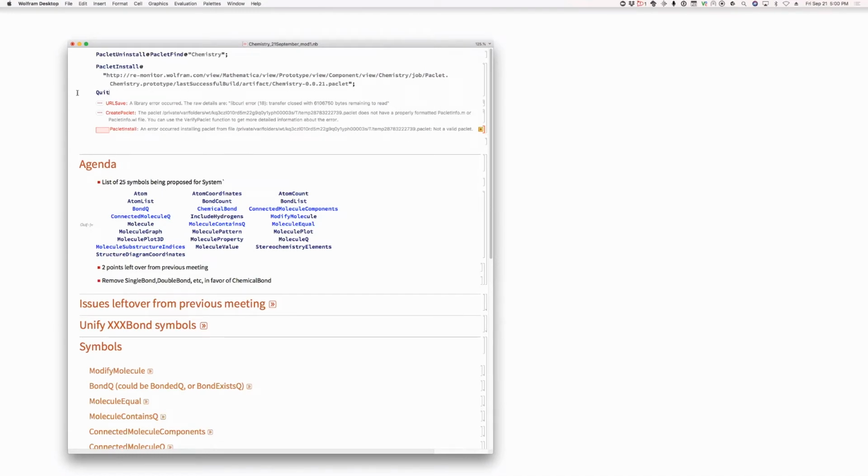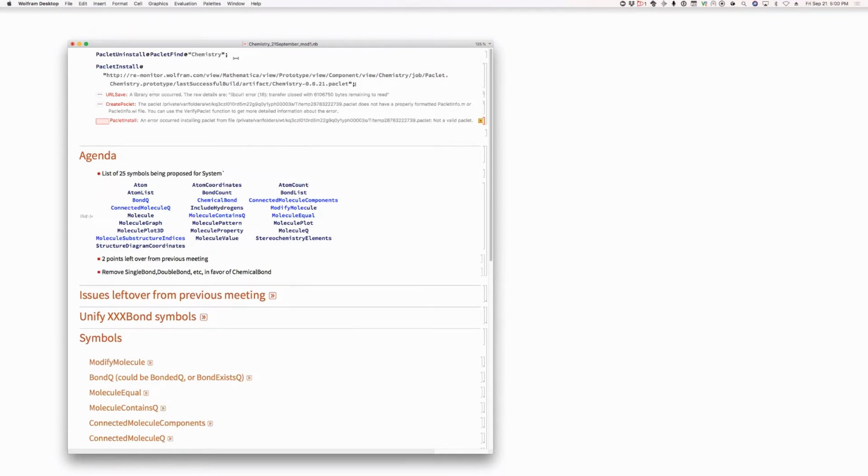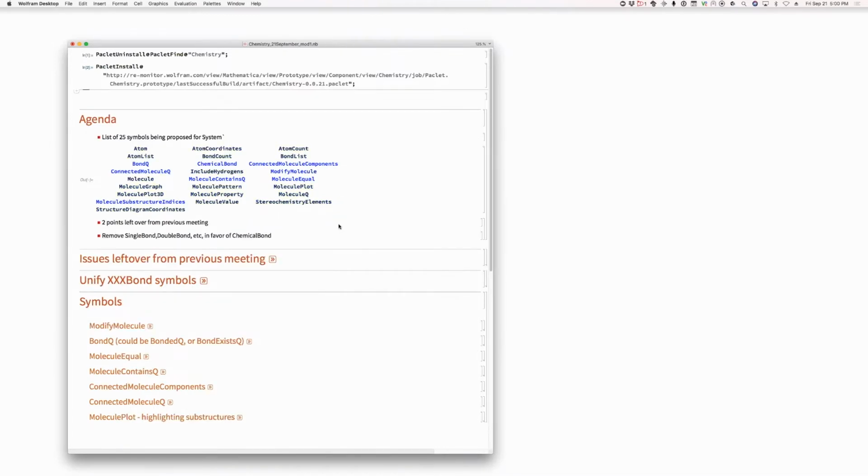Would you like me to go to the prototype build? No, I think it should work. Shall I run this again? Yeah. But if that is unable to connect to the Packlet server, then you should switch to the prototype build, and it should be fine. Okay. Oh, actually, okay, it worked. Yeah, great.